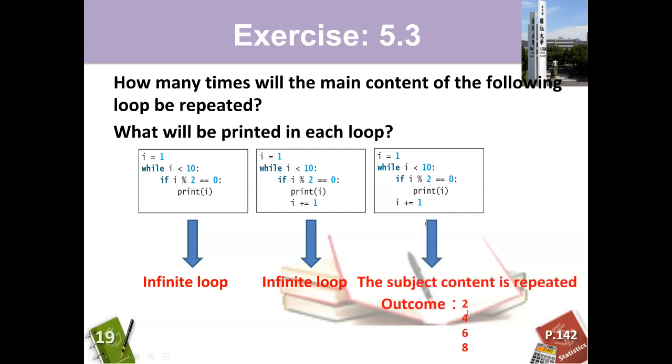So it will just print 2, 4, 6, 8, and each of 2, 4, 6, 8 has to change line, because print I means you will change the line. So remember, if we have any opportunity to check the print result, we have to know it this way, right? So that is exercise 5.3.